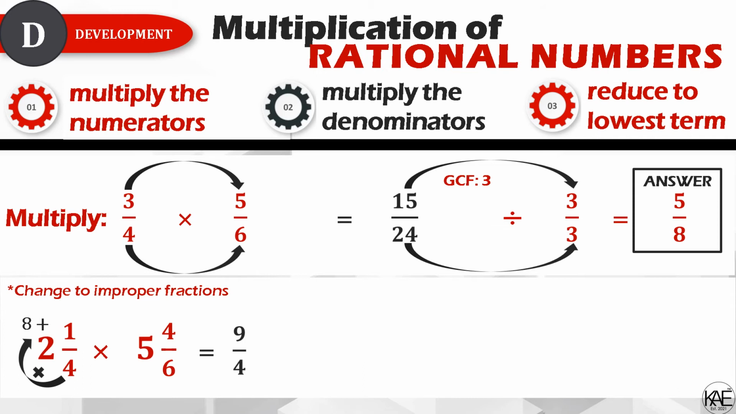We repeat the process for the second fraction. We multiply 6 by 5, that would give us 30, plus the numerator, which is 4, that would give us 34. Then we copy the denominator, which is 6.